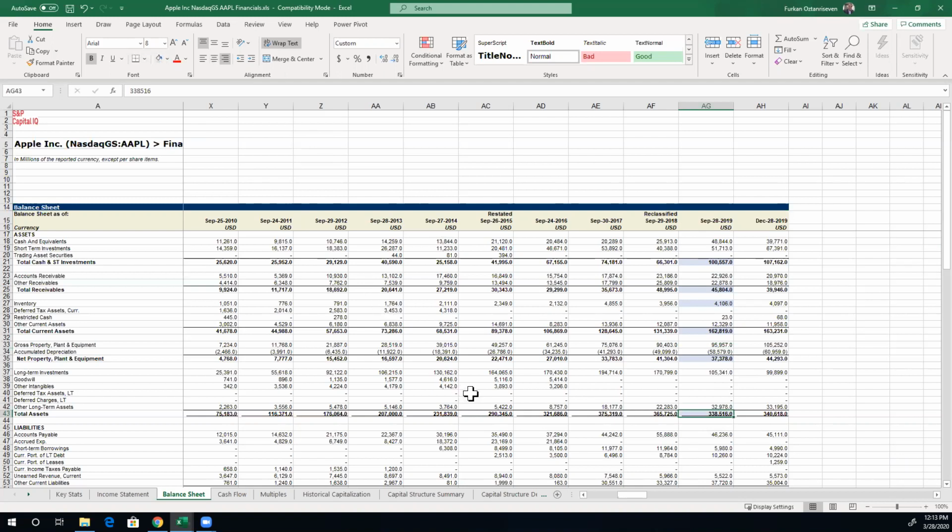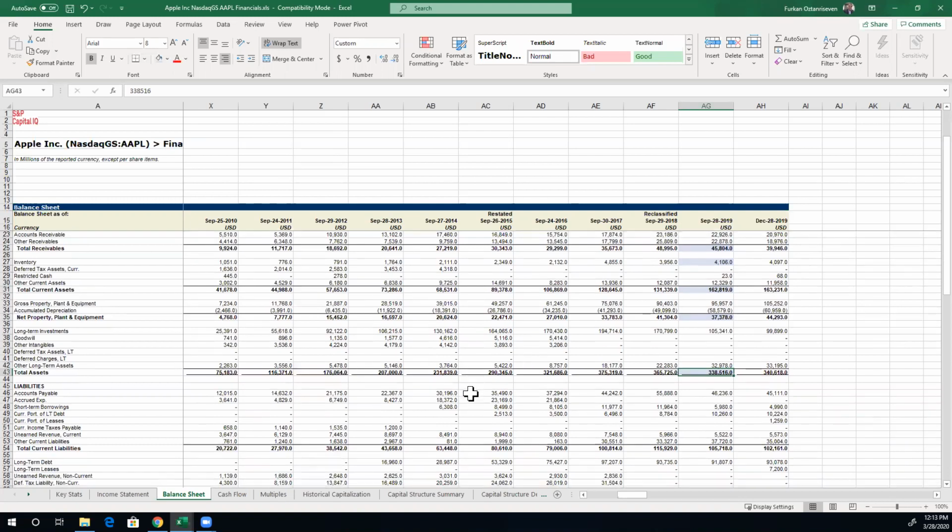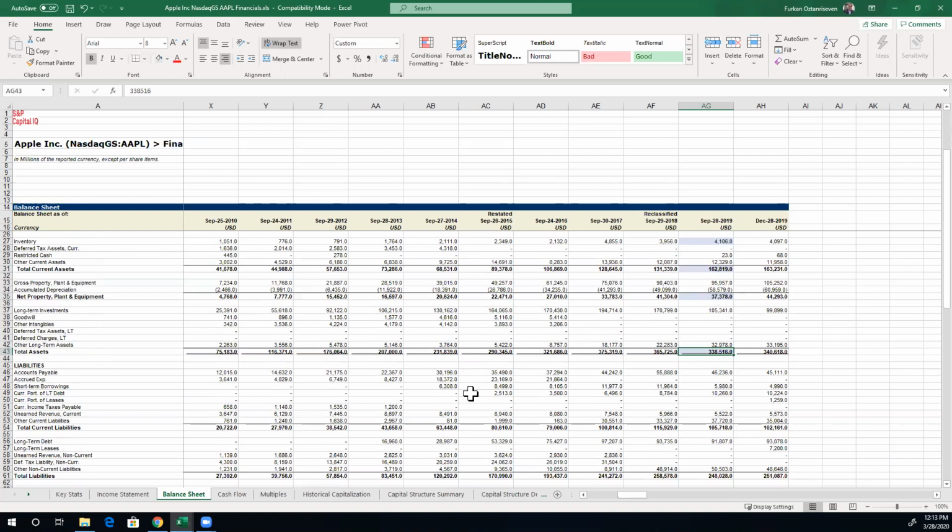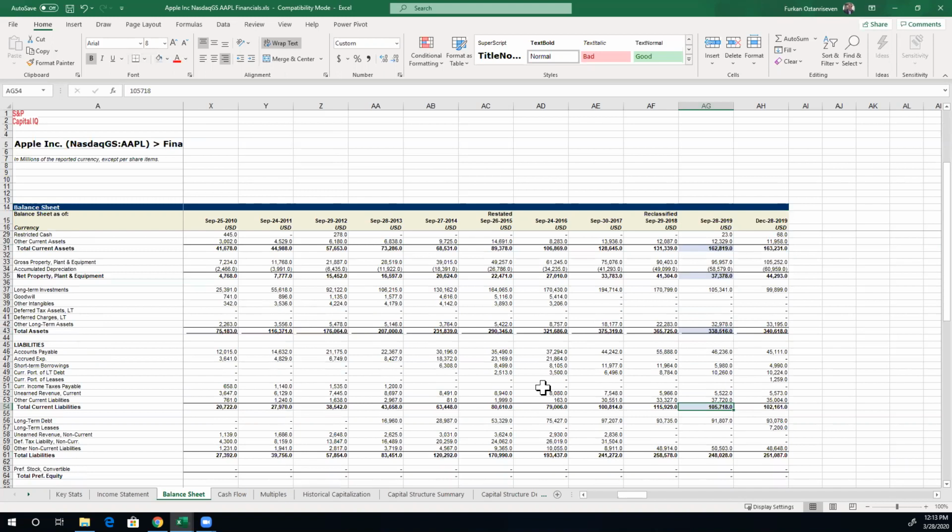All right, so that's on the left-hand side. On the right-hand side, as you know from your accounting class, you have liabilities and equity. So in the liabilities part, short-term liabilities for Apple is $105 billion. And for long-term liabilities, Apple has long-term debt of $91.8 billion. And total liabilities that Apple has, short-term 105 plus long-term, is $248 billion.